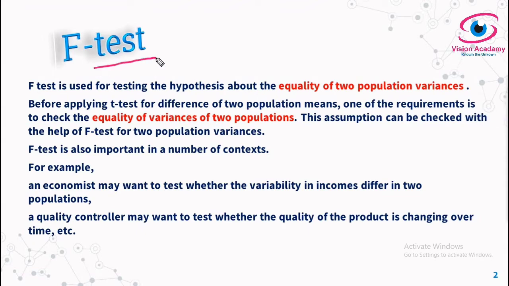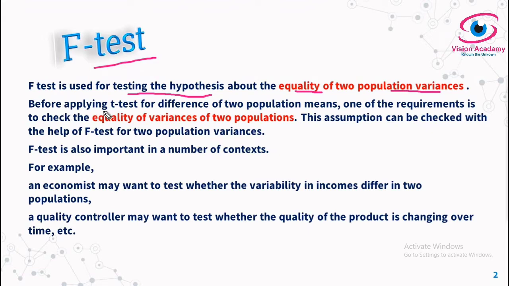So what is the F-test? Very simply, one word you have to keep in your mind: when we are testing a hypothesis about equality of two population variances, we have to use the F-test. So we have to check the equality of population variance between two populations. Then we have to go for the F-test, which means to test variance only, we use the F-test.